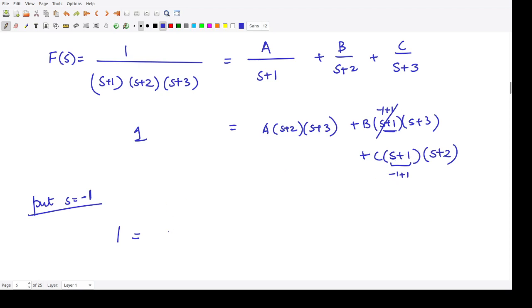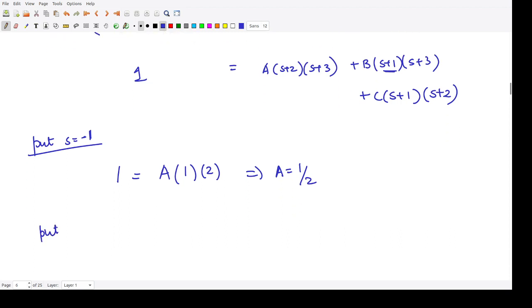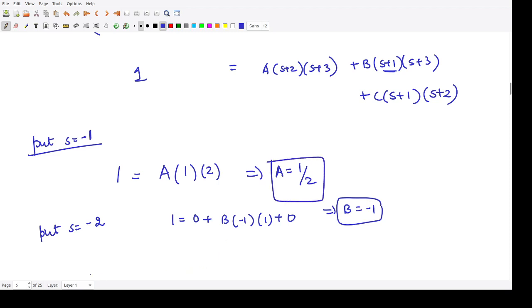So finally you would have here a into 1 and 2. So the value of a comes out to be 1 by 2, and then when you substitute s equal to minus 2 here, you would have 1 is equal to 0 plus b into minus 1 into 1 plus 0. So finally the value of b comes out to be minus 1, and the value of c, when you substitute s equal to minus 3, comes out to be 1 is equal to 0 plus c into minus 2 into minus 1. So that comes out to be c is equal to 1 by 2.